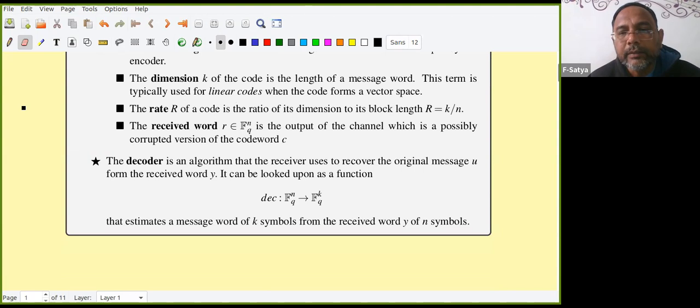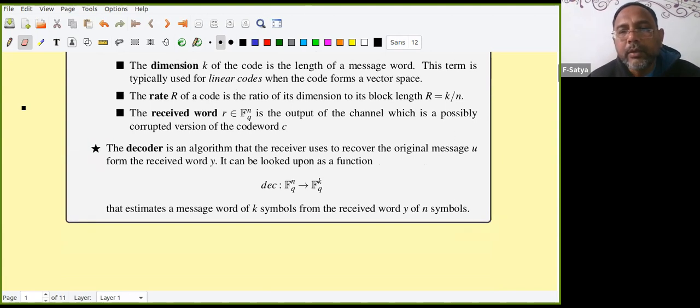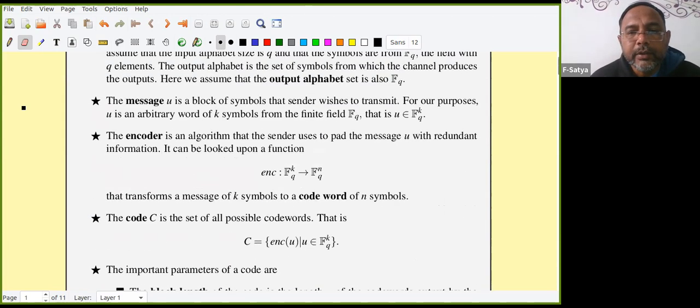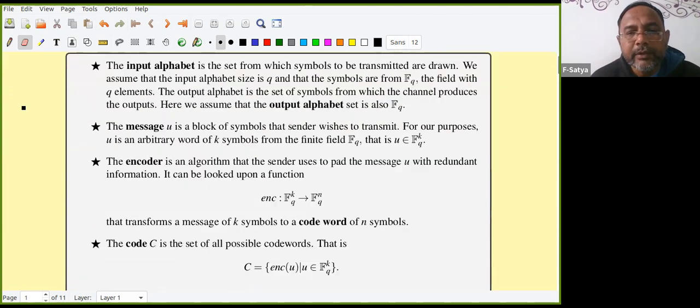The received word Y is the output of the channel, which is a possibly corrupted version of the code word C. Correct? Okay. The decoder is an algorithm that the receiver uses to recover the original message U from the received word Y. It can be looked upon as a function. The decoder is a map from F_q^N to F_q^K that estimates the message word of K symbols from the received word Y of N symbols. Any questions?